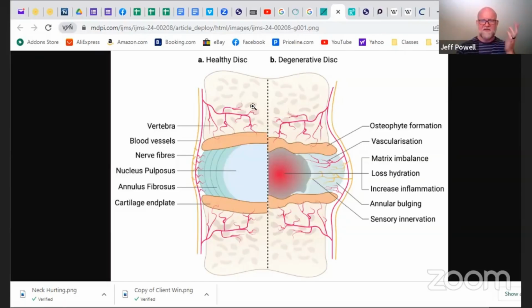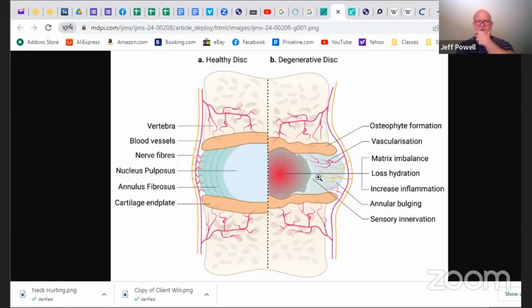So let's look at the healthy disc, right? So we got the blood vessels, we got the cartilaginous end plate, we got the annulus here, the layered fibrous annulus, we got the blood supply to the annulus, and then we have the nucleus pulposus. And so nucleus pulposus, let's talk about that real quick, because over here you can see the nucleus is kind of crumbling, right? And they're saying loss of hydration, matrix imbalance, increase of inflammation, okay?